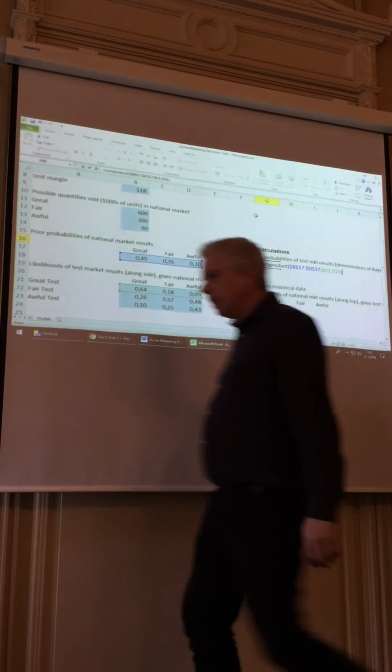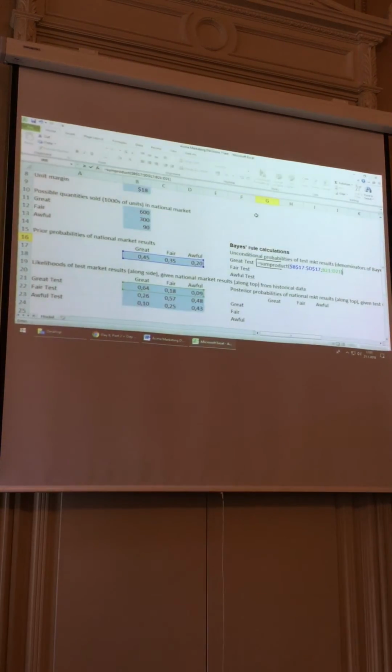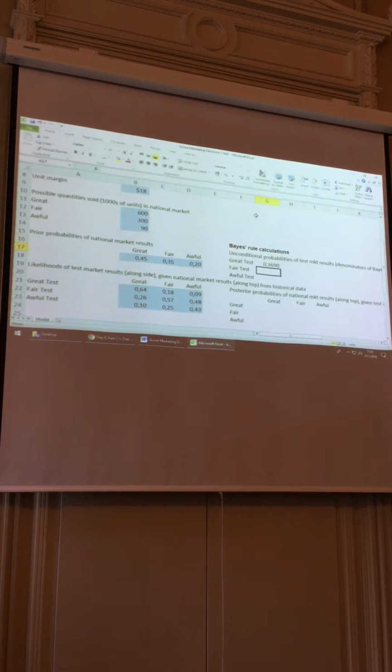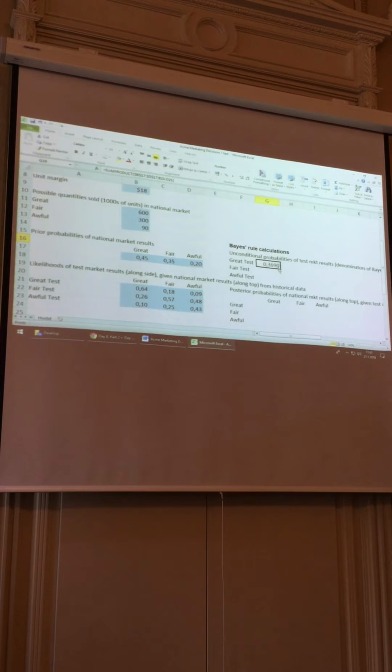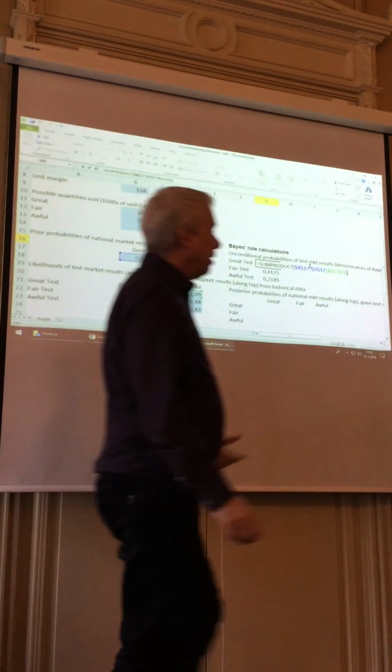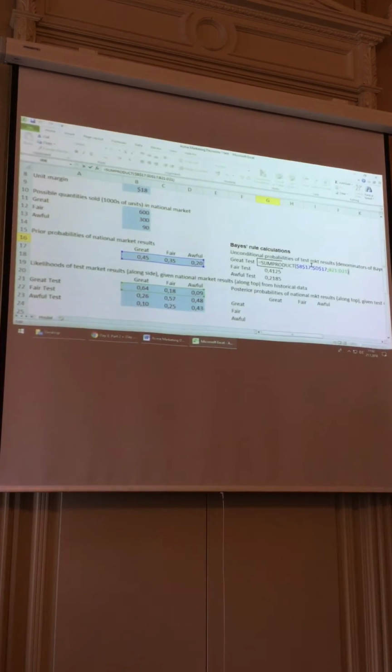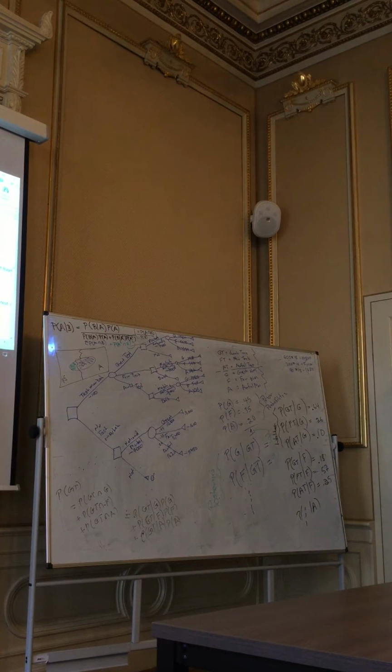And we're also going to use it in Bayes' rule. So it looks like we get a great test about 36.9% of the time, we get a fair test 41% of the time, and we get an awful test 21.85% of the time. So essentially what we're doing is we're calculating the denominator of Bayes' rule. Now we're going to do the numerator next to get the posteriors.